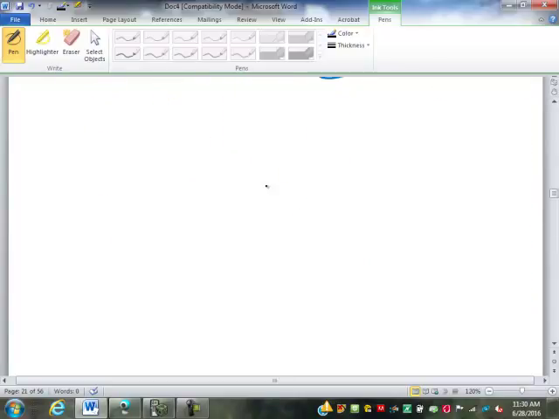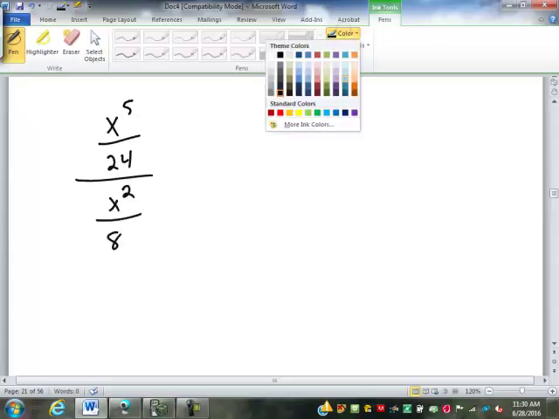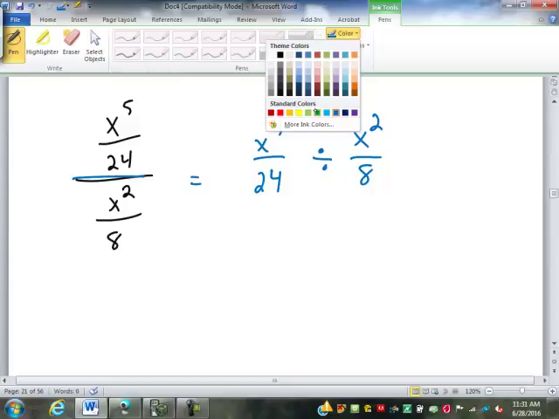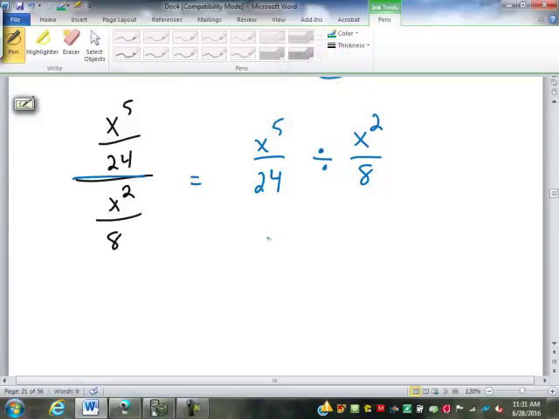One last example, then we're going to hang her up for the day. What would I do with this? Well, this, remember, is divide. So this is x to the 5th over 24 divided by x squared over 8. What would I do with that next? Well, x to the 5th over 24 times 8 over x squared. Remember, I changed my division into multiplying by the reciprocal.